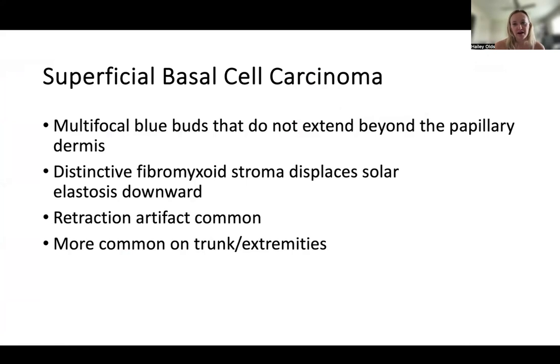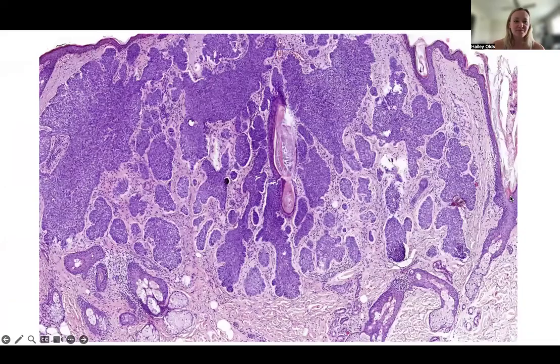And this is more common on the trunk and extremities as compared to the face. Part of that is because, especially on the back, the collagen is thicker. So I like to think of it like the basal cell is having a harder time invading deeper because the collagen is thicker, and that might not be exactly scientifically correct, but that helps me to remember it.